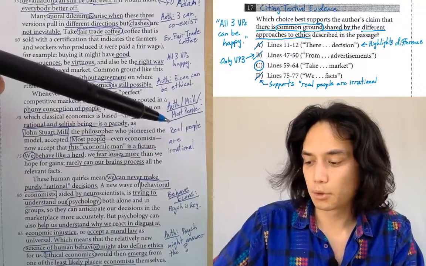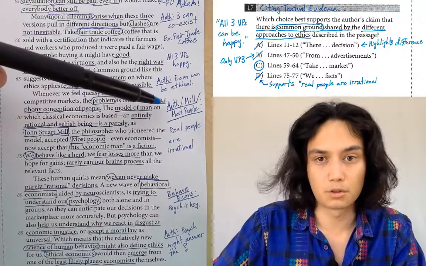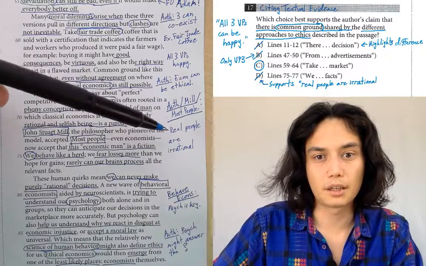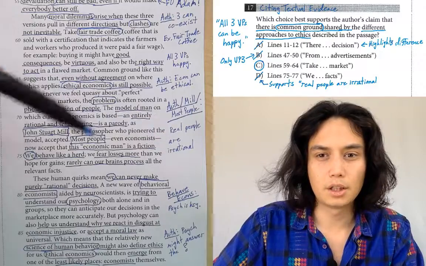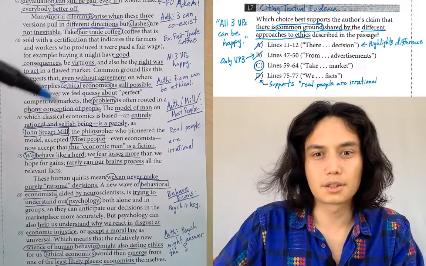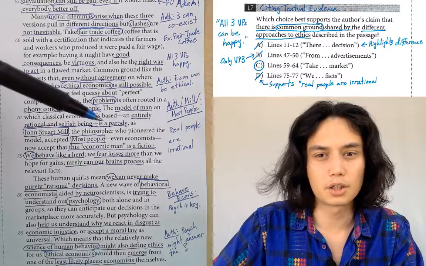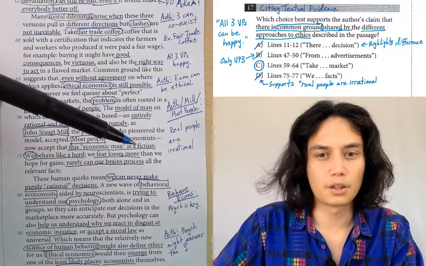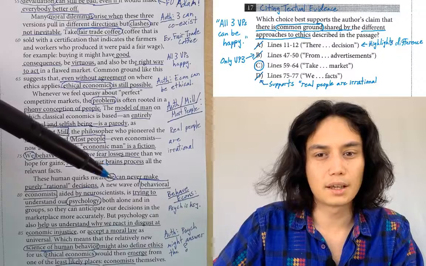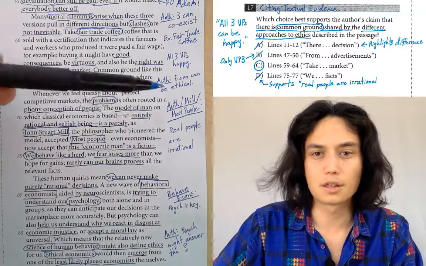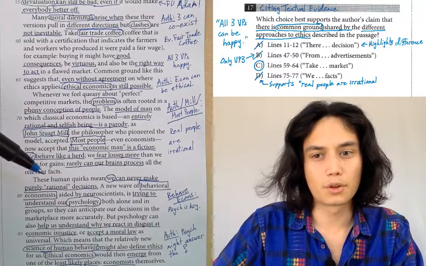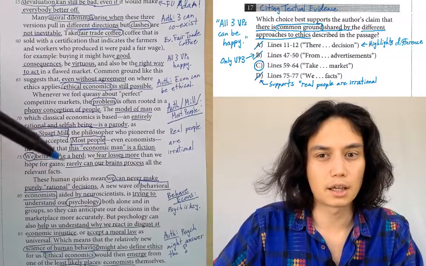And here it's support for the author's, John Stuart Mill's, and most people's claim that real people are irrational, that the fact that economists assume that people are entirely rational and selfish, that thought is a parody, that thought is a fiction, and we can never make purely rational decisions. These are the main ideas the sentence is attached to.